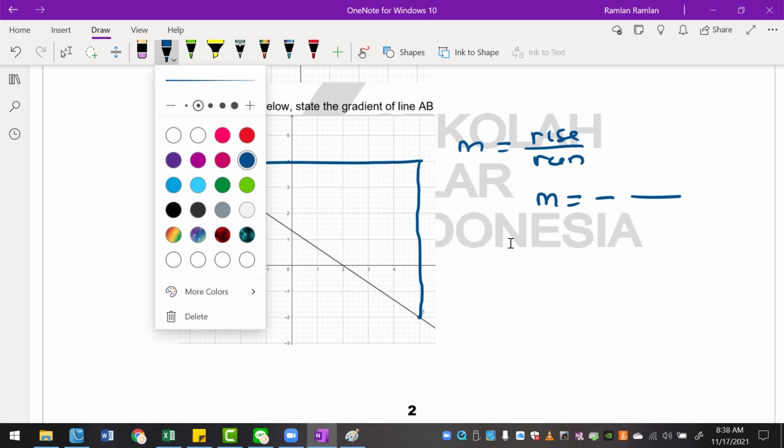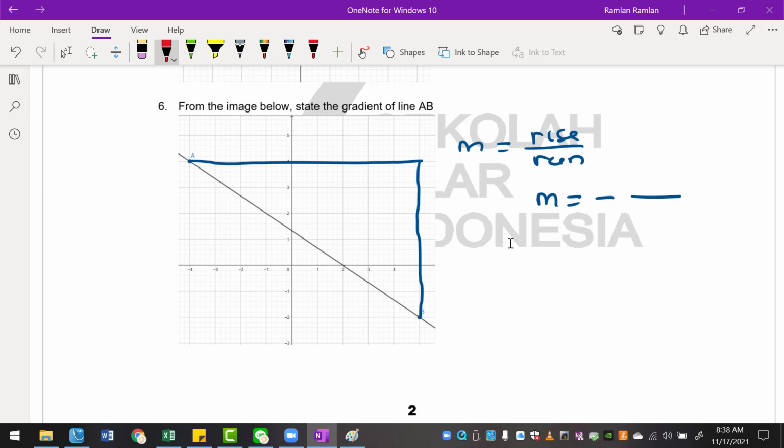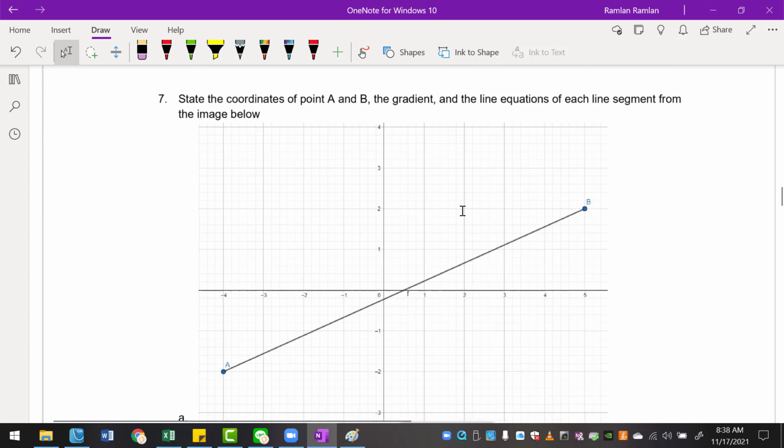So we do the same thing as before. We measure the rise and run. This is going to be the rise and this is going to be the run. Let's start from the rise: 1, 2, 3, 4, 5, 6. So that's 6, and the run will be 1, 2, 3, 4, 5, 6, 7, 8, 9. So the gradient will be minus 6 over 9, which simplifies to minus 2 over 3. Okay.